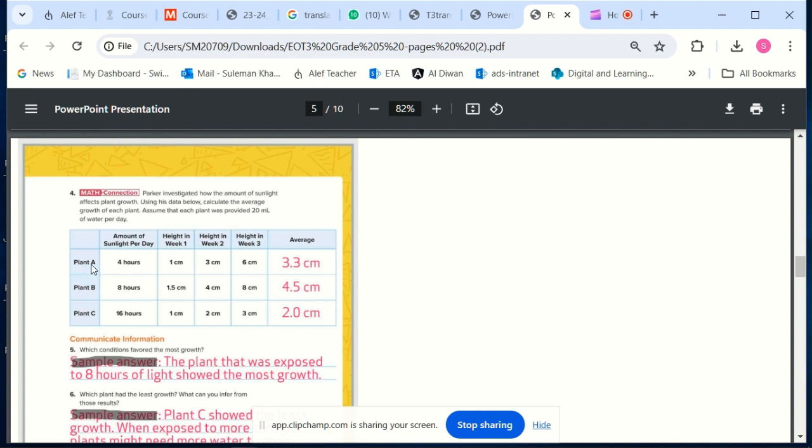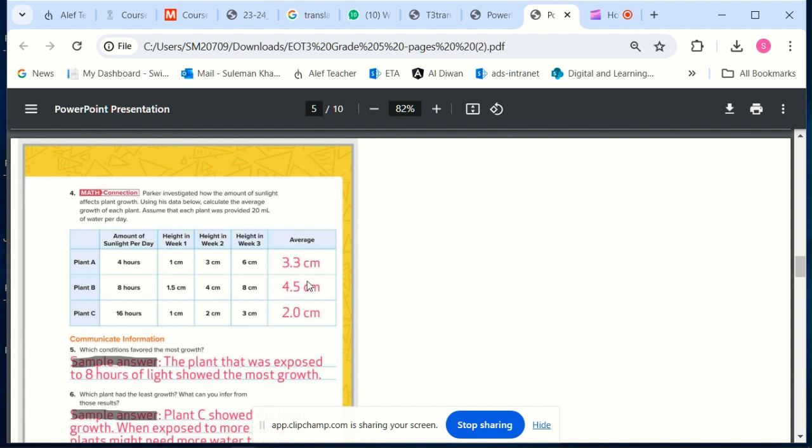Okay, so plant A, amount of sunlight is 4 hours. It grows week 1 centimeter, week 2 3 centimeter, week 3 6 centimeter. So the average of those 3 weeks, 3 أسبوع, is 3.3 centimeter cm. Plant B, 8 hours of shams, sunlight. It grows 1.5 in the first week, أسبوع واحد. أسبوع ثاني 4 centimeter, and أسبوع ثالث 8 centimeter.